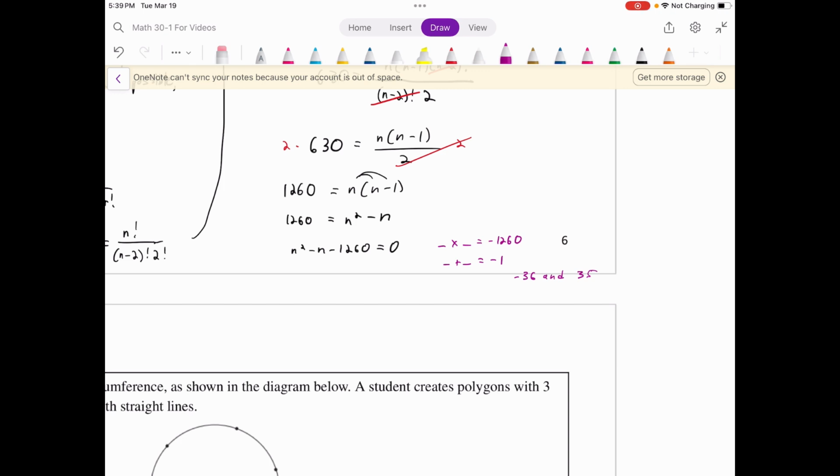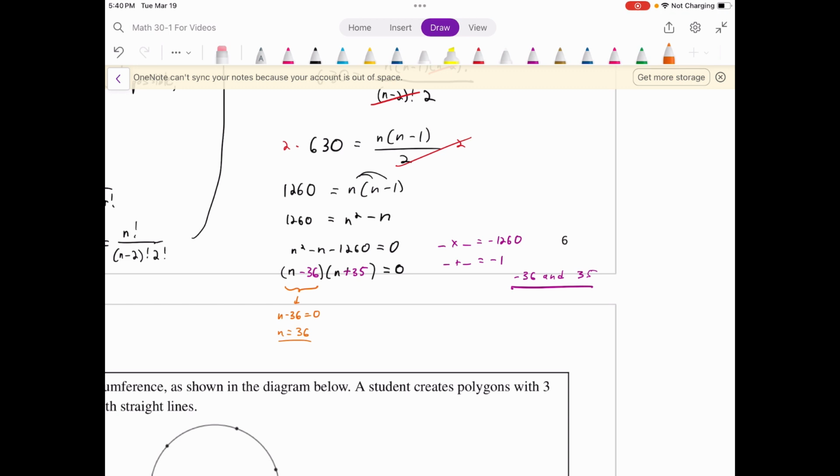So those tell us our two factors, meaning that we've got n minus 36 is one factor, and then n plus 35 is the other factor. Okay, and those two factors equal 0 when we multiply them together. Now, if we're multiplying two things together and the answer needs to be 0, that's only possible if this is 0. So that is one possible solution. One value of n that could make this equation true is the one that makes n minus 36 equal 0, which of course is just 36.